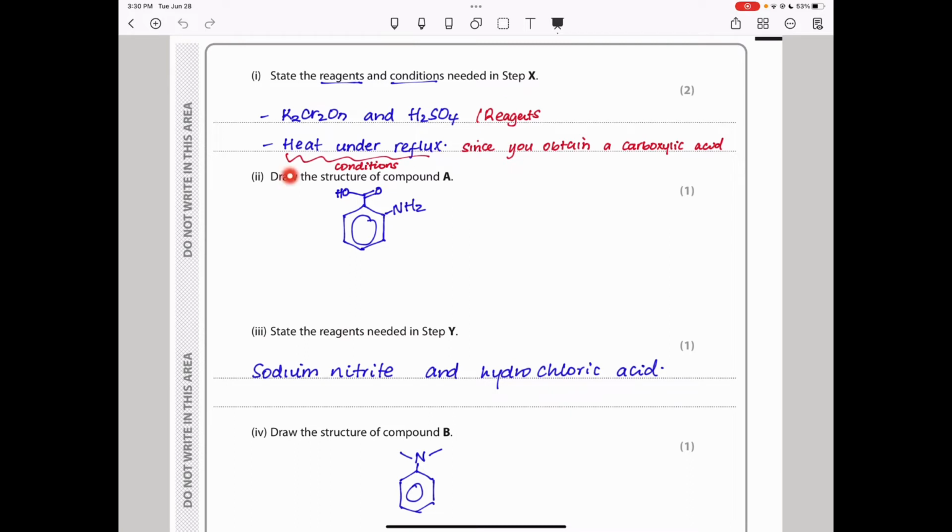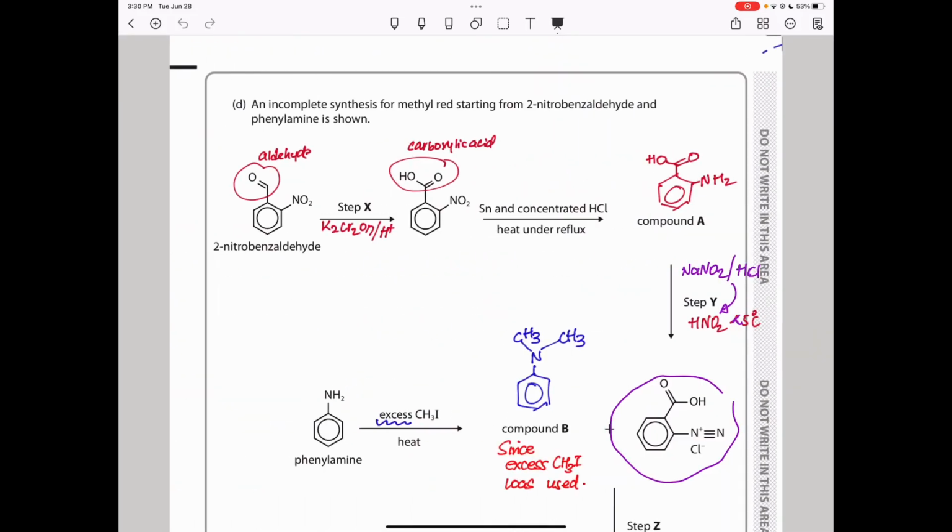Then the next part, they say, draw the structure of compound A. Compound A, you remember, is formed when the carboxylic acid was formed, and then a reduction had occurred here. So again, to take you back a little, compound A is that. You can see the carboxylic acid having an NO2; reduction of the NO2 creates an amine.